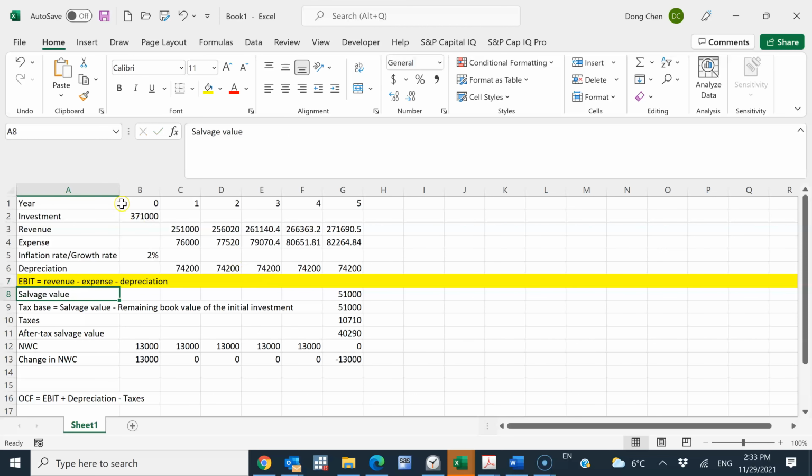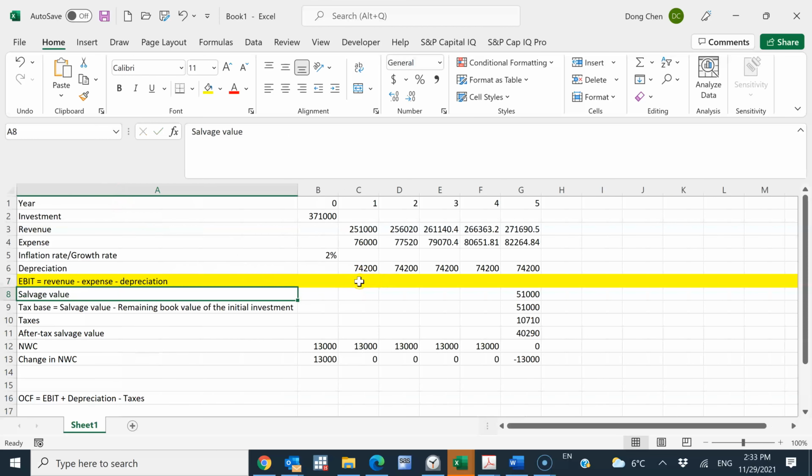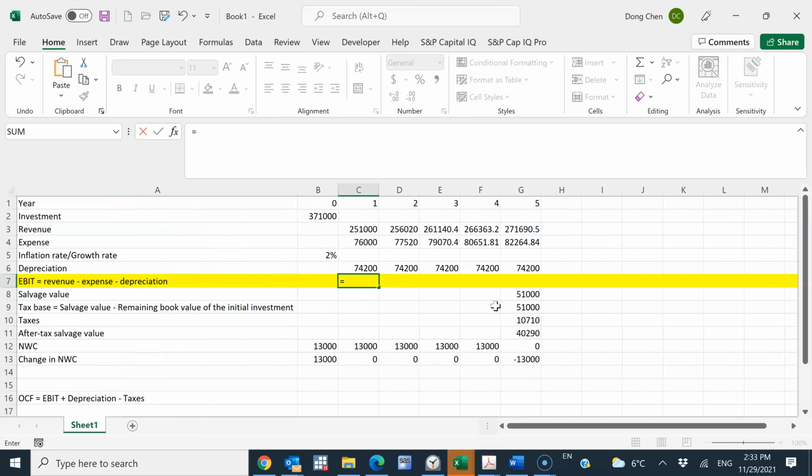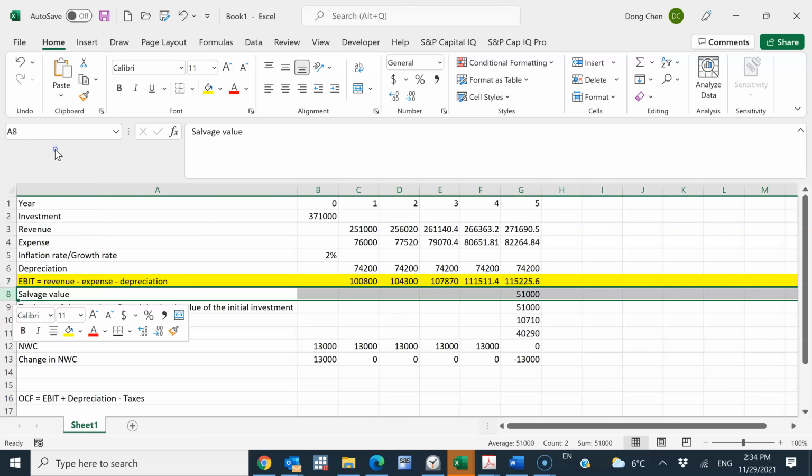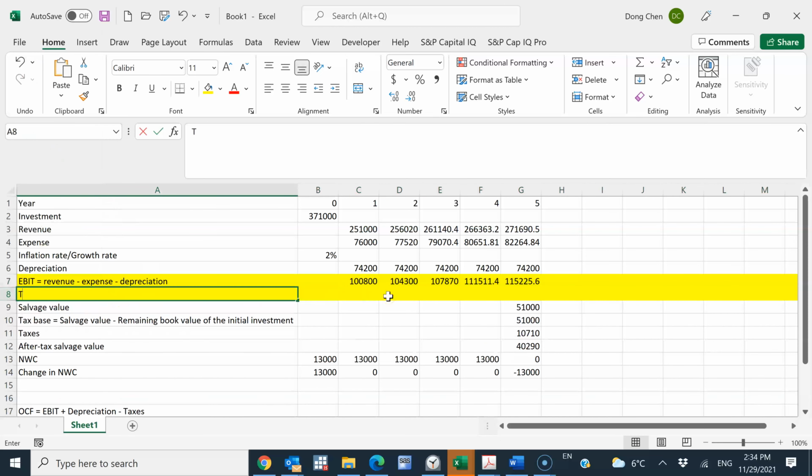That's my EBIT, right? So now I can just put the numbers into that formula: revenue minus expense and minus the depreciation. And then extend that to all other years. And then I need to add another row here for the taxes, right? Taxes will be based on the EBIT.